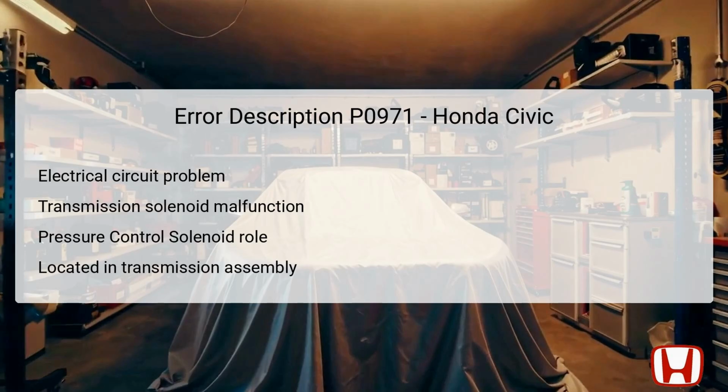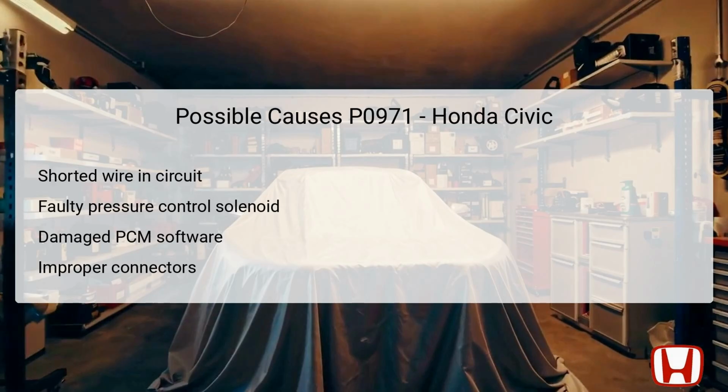When troubleshooting the P0971 DTC, several potential root causes must be evaluated. Primarily, a shorted wire within the circuit is often the most likely culprit, suggesting that the wire may have breached its insulation or come into contact with a conductive area.